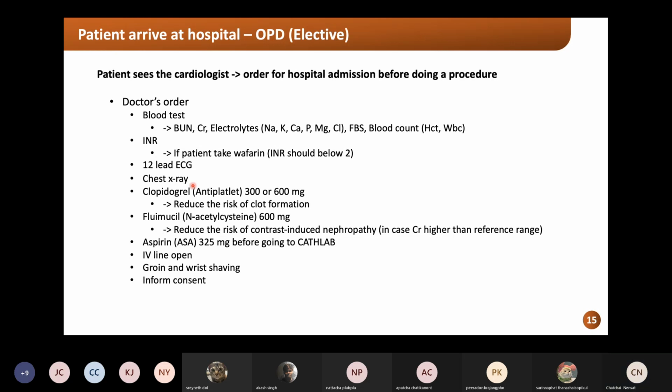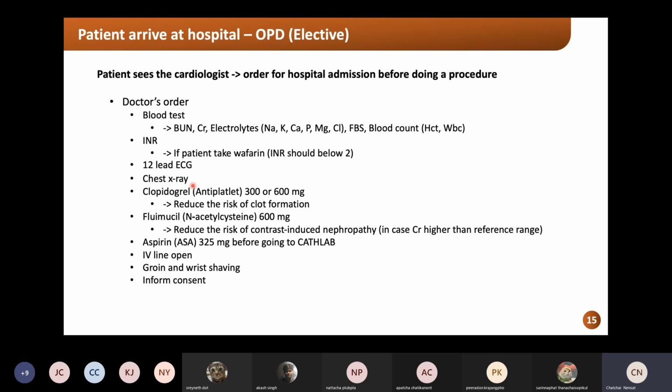And the doctor will order clopidogrel as well, which is an antiplatelet drug. The reason the doctor gives clopidogrel to the patient before doing the procedure is that it will reduce the risk of clot formation, right? Because it can inhibit the clot formation.